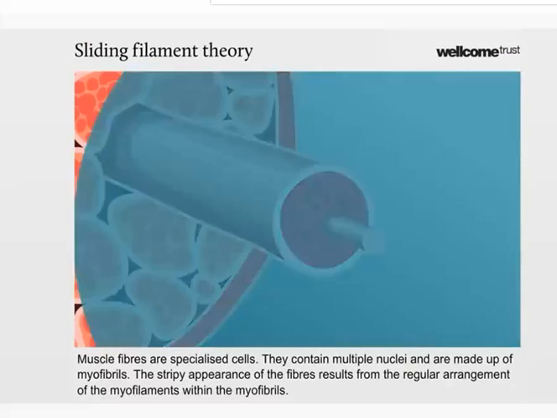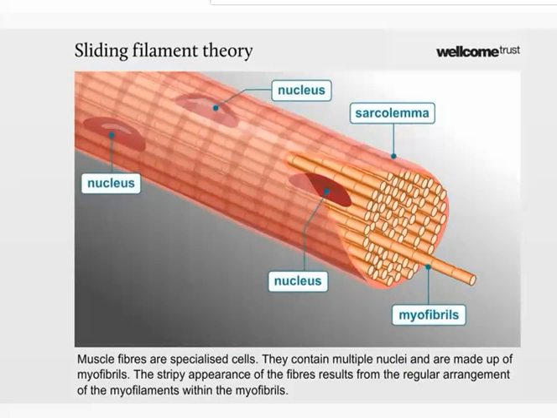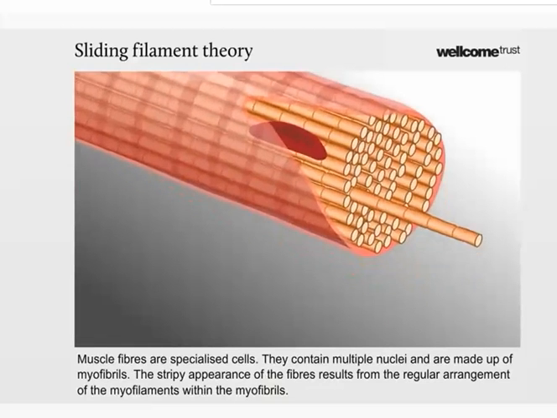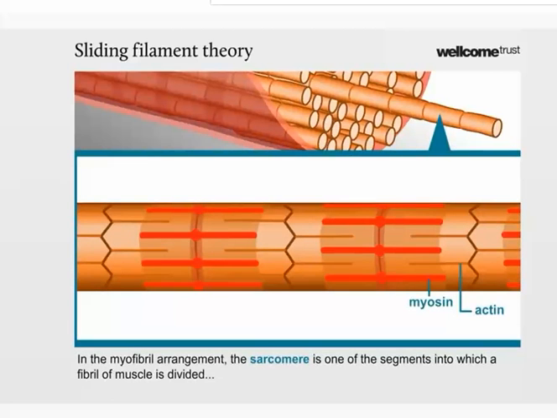Muscle fibers are specialized cells. They contain multiple nuclei and are made up of myofibrils. The stripy appearance of the fibers results from the regular arrangement of the myofilaments within the myofibrils. In the myofibril arrangement, the sarcomere is one of the segments into which a fibril of muscle is divided.